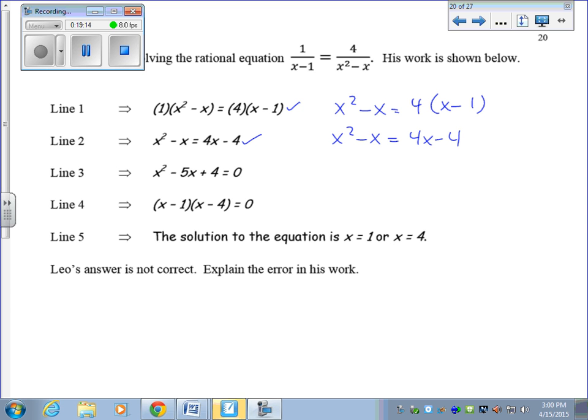I have a squared term, which means I want to get everything onto one side and have 0 on the other. So I've got x squared, negative x minus 4x, so negative 5x, and then I'm going to add 4 to both sides. So I have a trinomial to factor, but it's an easier one. I want two numbers that multiply to positive 4 and add to negative 5. Any contributions? What two numbers multiply to positive 4 and add to negative 5?